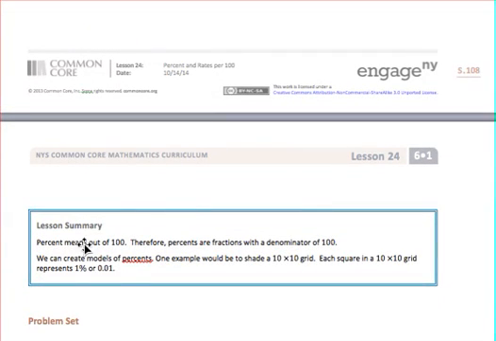Please remember, percent means out of 100. Therefore, percents are fractions with a denominator of 100. You can create the models of percents, and one example would be to make a 10 by 10 grid. Each square in that 10 by 10 grid represents 1% or 1/100th.